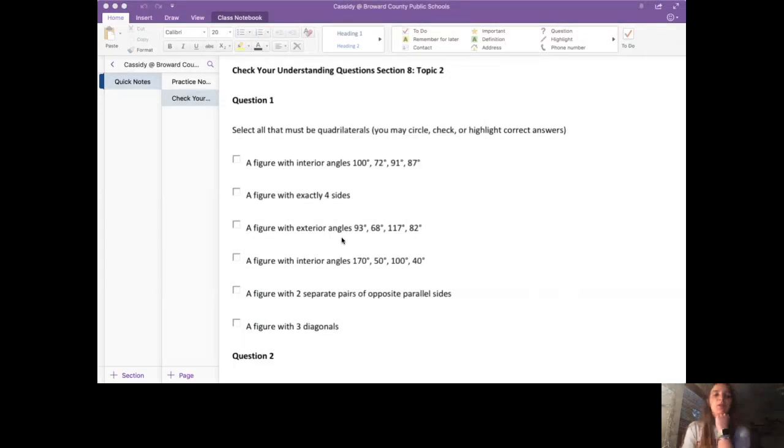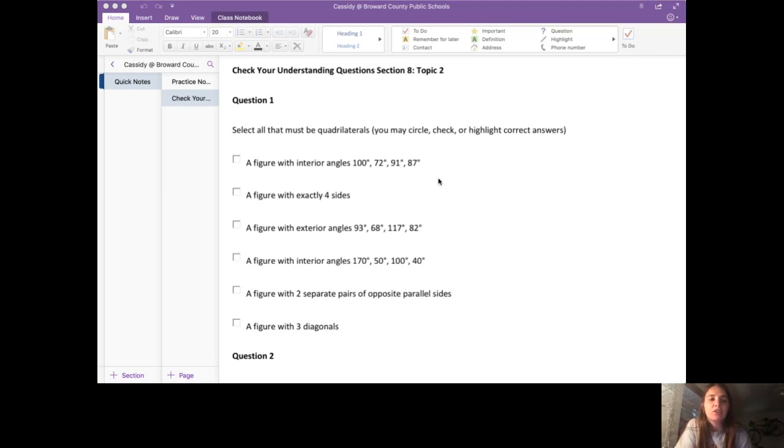Alrighty, so check your understanding questions, section 8, topic 2, question number 1. Select all that must be quadrilaterals. We're going to highlight each of the correct answers. First: a figure with interior angles 100 degrees, 72 degrees, 91 degrees, and 87 degrees.